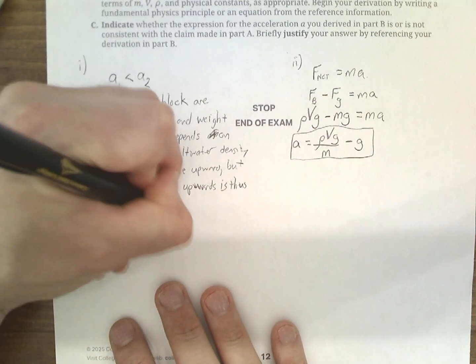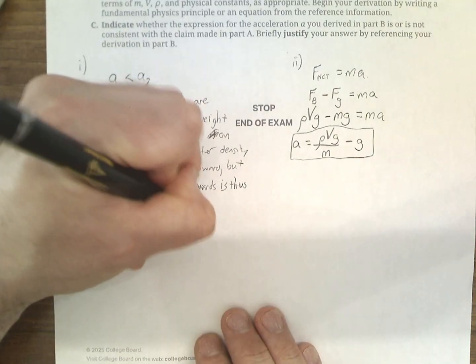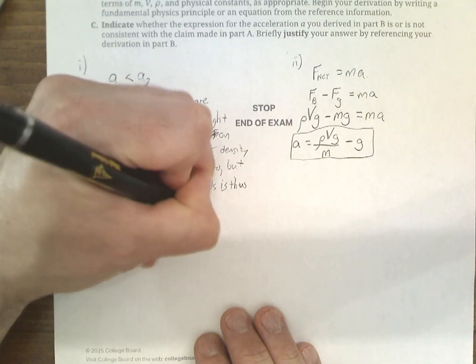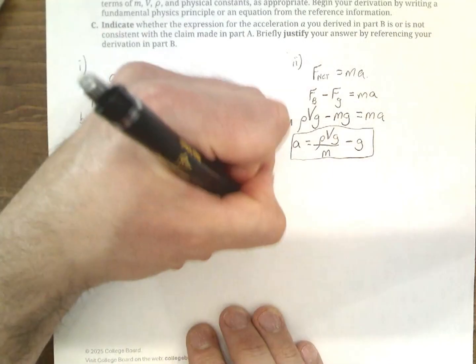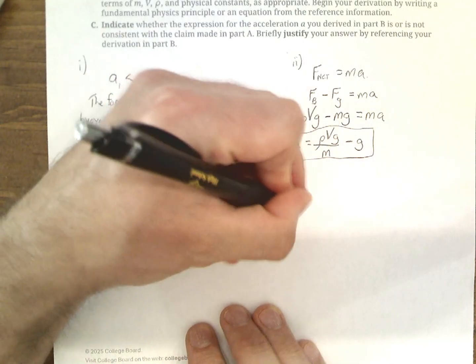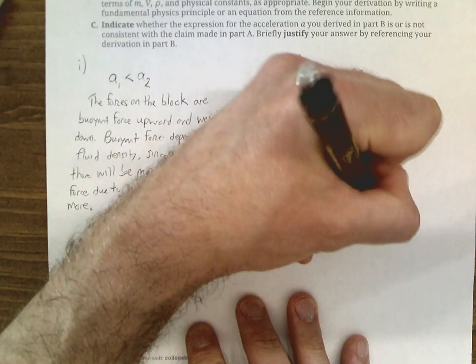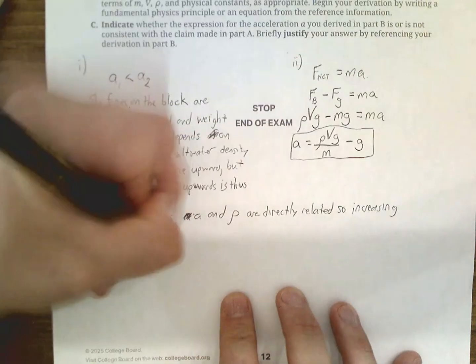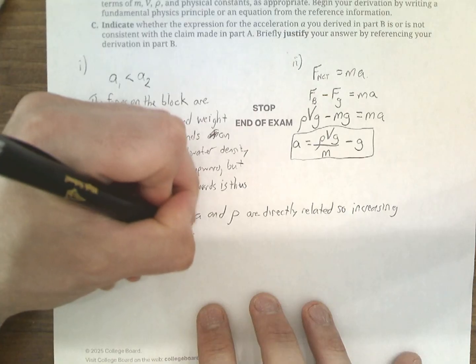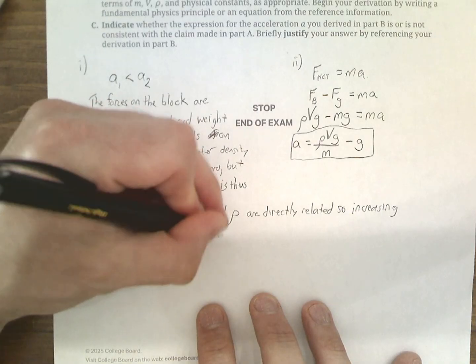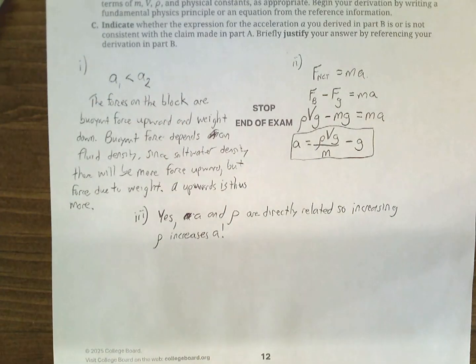So yes, more A, we'll say A and rho are directly correlated. So increasing rho increases A. Boom. That's all we have to say.